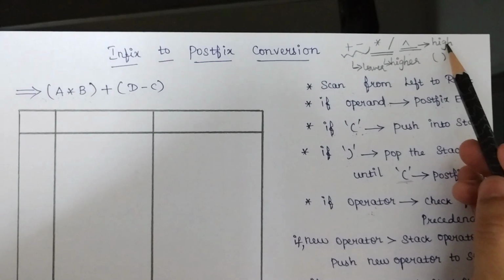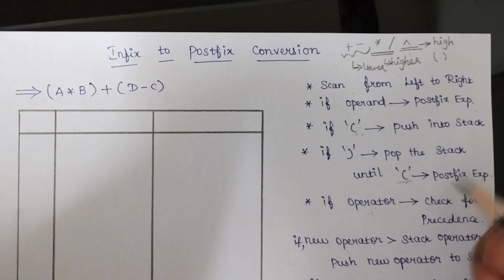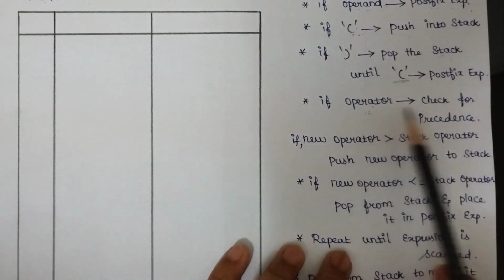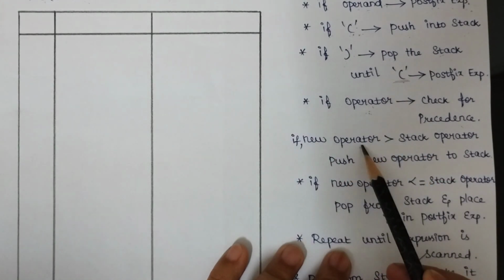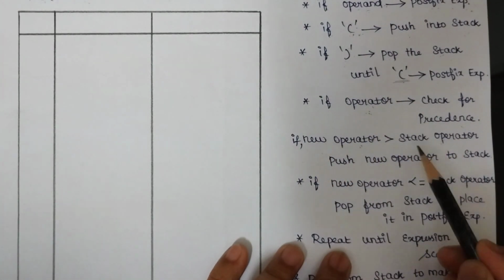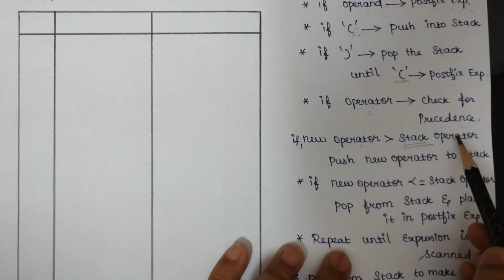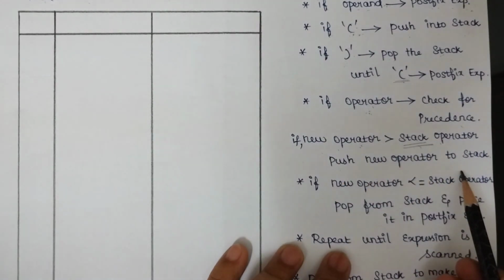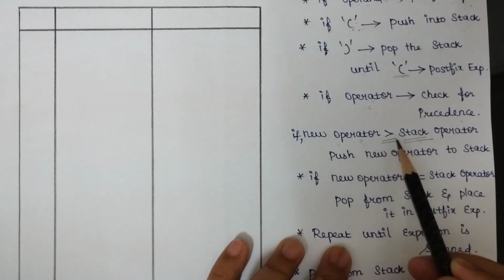Based on this precedence, we'll be deciding whether to push the operator into the stack or to pop the operator out from the stack. When you're checking for the precedence and you find that the new operator you scanned has higher precedence than the operator which is already in the stack, then directly push the new operator into the stack. That is, you add the new operator into the stack only if it has higher precedence.